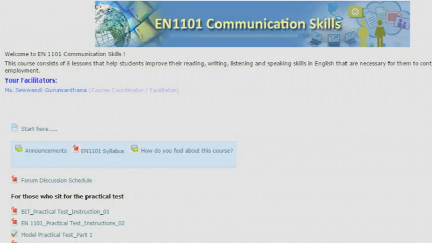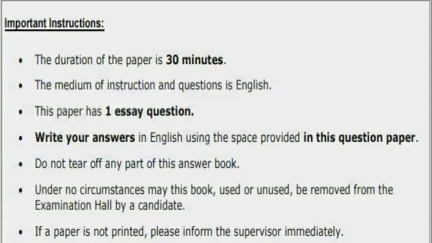So here we are. This is a screenshot of the LMS, and you can see the EN1101 practical test. So click that and we go on to this page. Here you have the important instructions for the writing component of the practical test, which is 30 minutes. The practical test is overall 1 hour, of which 15 minutes are allocated for the speaking test, 15 for the listening test and 30 minutes for the writing test. So the duration of the paper is 30 minutes.